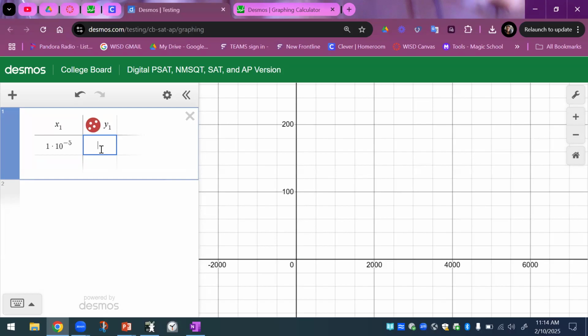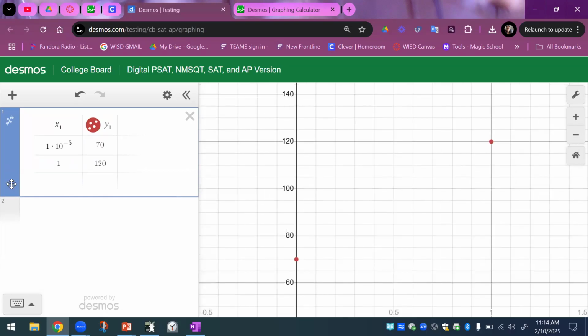All right, and we have 70, right? And then at 1, it was how much? 120. Okay, so we've made our table. We're going to adjust the window. There it is. Now we're going to find our regression model.